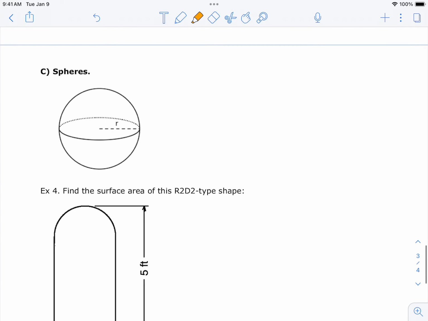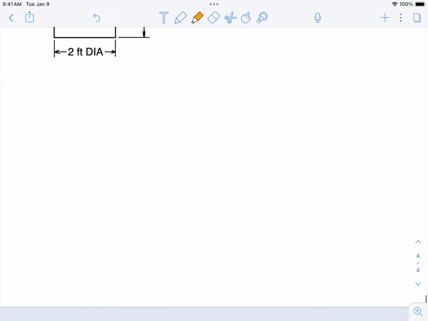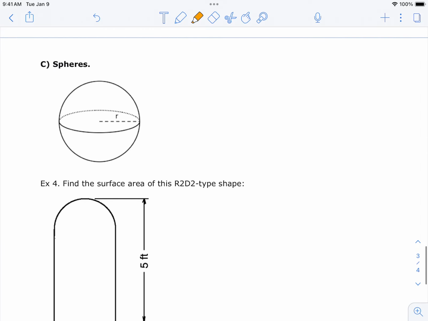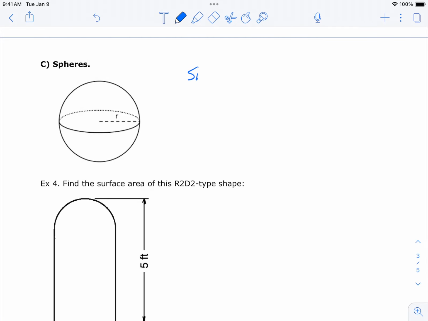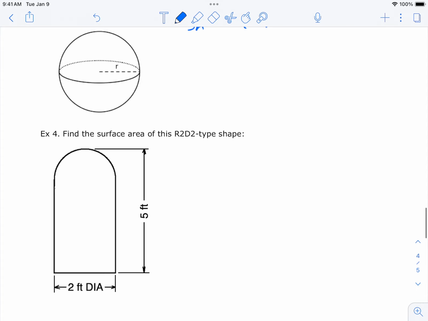What else we got here? Spheres? Is this the last one? This is the last one. Spheres! Let's play with the sphere for a little bit. So the surface area of a sphere is just a formula you got to know. It's 4 pi r squared, using the r, the radius. 4 pi r squared gives you the surface area of a sphere. We're going to use that a little bit down here in example 4.